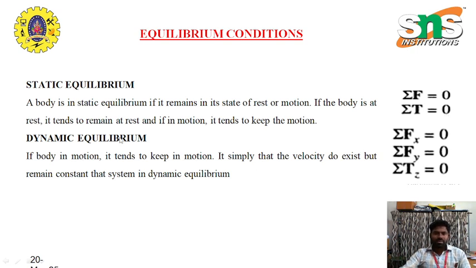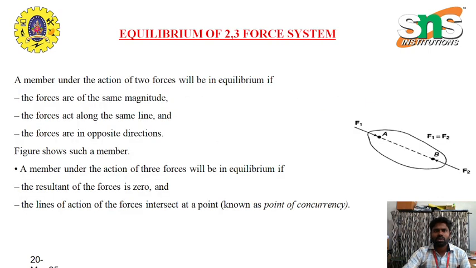Next is dynamic equilibrium. If the body is in motion, it tends to keep in motion, which simply means the velocity exists but remains constant. That system is in dynamic equilibrium. The system is in motion, but the forces acting on it are assumed to be equal, or the resultant is zero. So sigma Fx is equal to 0, that is the force in the horizontal direction is 0, and in the y direction it is 0, and the rotation, or moment, is equal to 0. These are the equilibrium conditions.